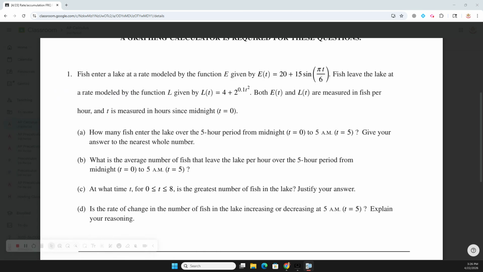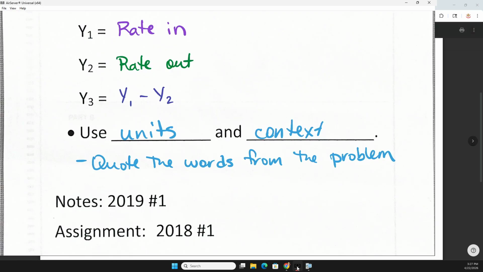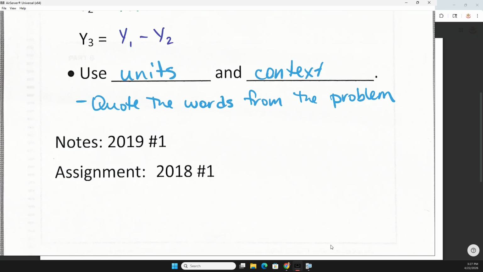Alright, pause the video if you need to, but part A says how many fish enter the lake over the 5-hour period from midnight, which is when t is 0, to 5 a.m., which is when t is 5, and give your answer to the nearest whole number. Alright, and so we have that fish enter. This is a rate at which they enter, and we want to know how many fish. And so we're going to be accumulating fish.